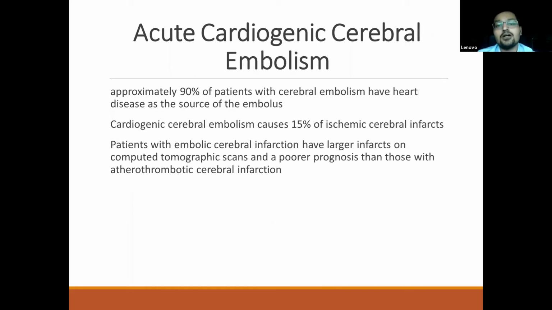In acute cardiogenic cerebral embolism, as we know, the cardiogenic stroke, the cryptogenic stroke, about 90% of patients with cerebral embolism have heart disease as a source of embolus, and 15% of them end up in ischemic cerebral infarcts.